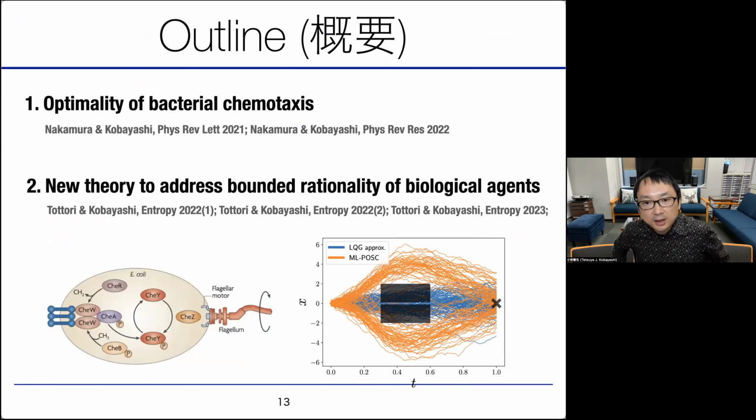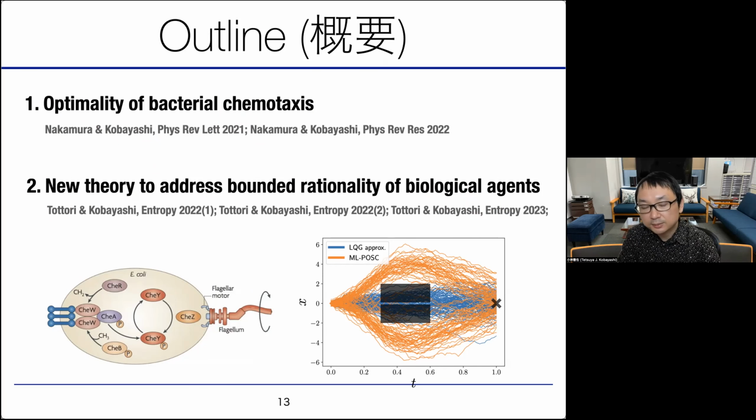Okay, so I prepared two topics today. One is the optimality of bacterial chemotaxis, E. coli chemotaxis, that we did in these two papers recently. And the second topic is motivated by the first one. The second one is more theoretical, purely theoretical. We developed a new theory to address the bounded rationality of biological agents in terms of information processing and controls.